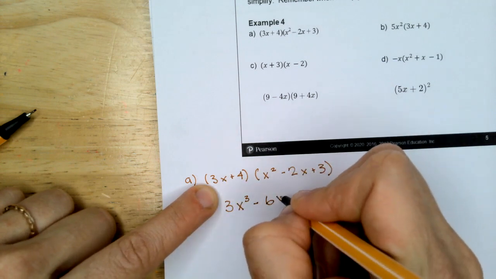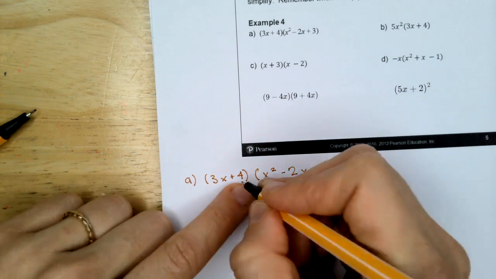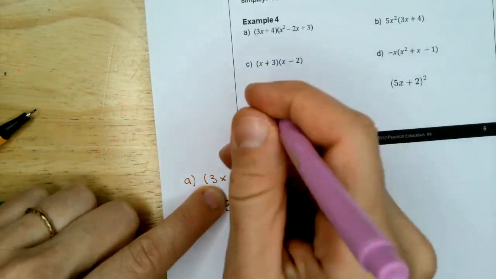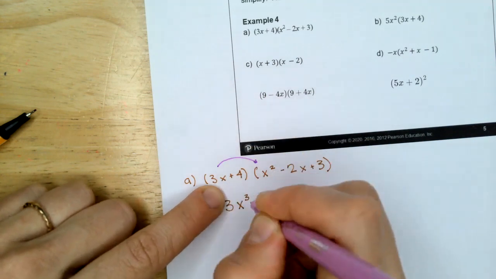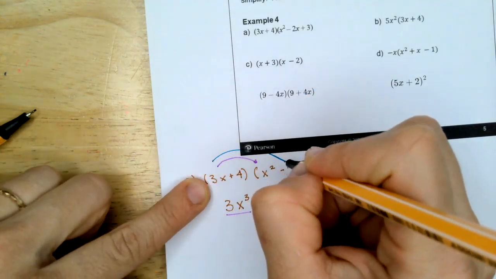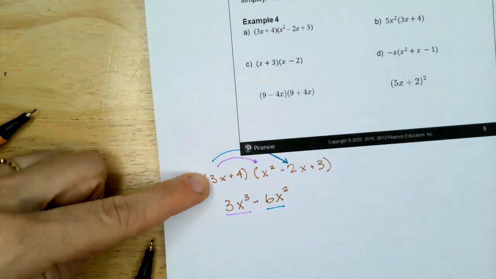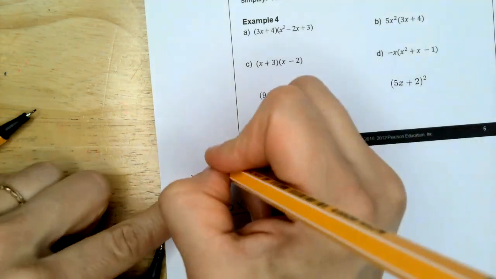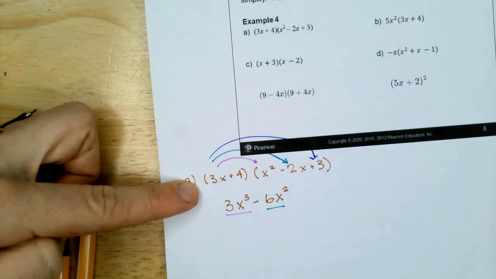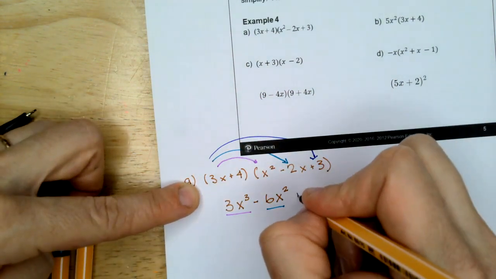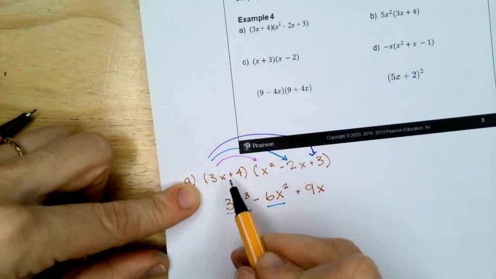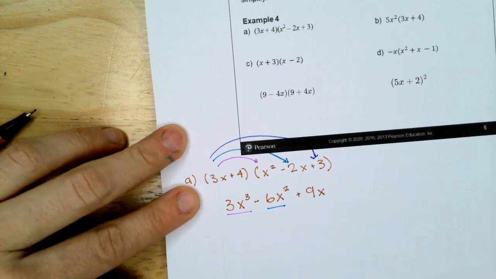X times x is x squared, okay? Here, oh, sorry, I almost went to the 4. So what we've done is 3x times x squared. We've done 3x times negative 2x. Now, don't go on to the 4, Callie. Do the 3x times 3, okay? 3 times 3 is 9, so we're just multiplying the numbers, and then multiply the x's by the x's. There's 1 here, none here, so we're just going to have 1x, okay?